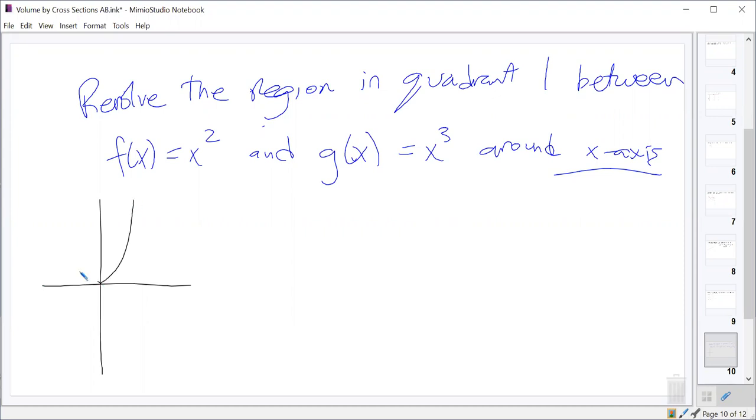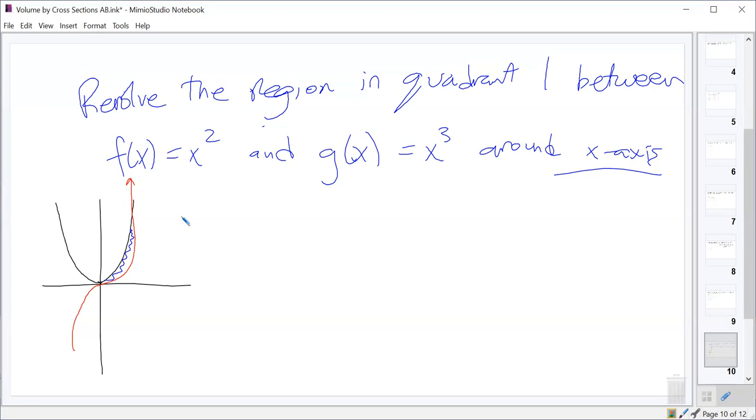There's x squared. Here is x cubed. Okay, I didn't mean for that to go up quite so high where they intersect, but that's okay. There's our region between x squared and x cubed. Where do these two functions intersect? At the origin, that's one place, right?